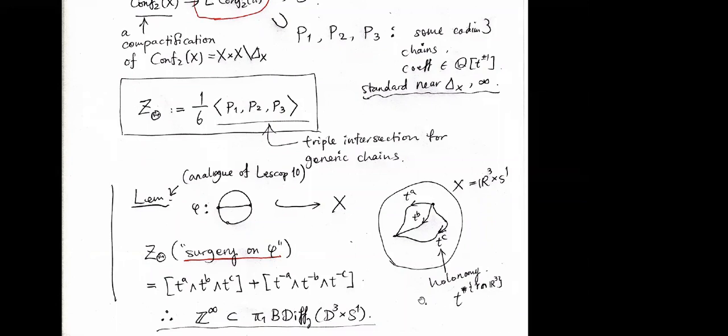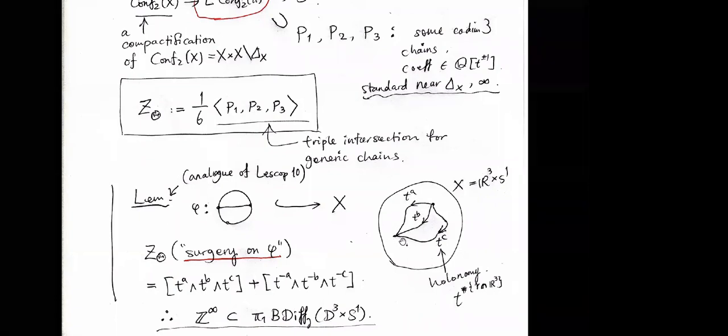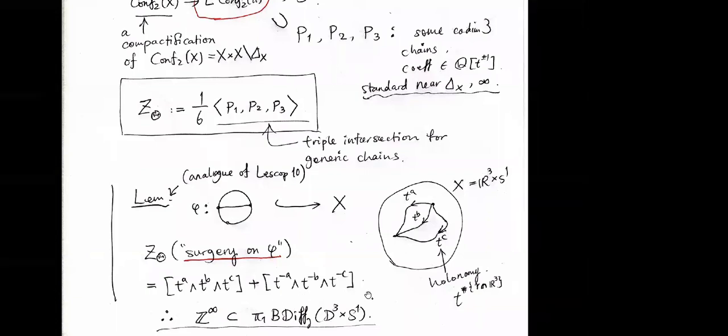And we see that the data characterizing the embedded theta graph is almost equivalent to the value. So the embedded theta graph is almost algebraic data.